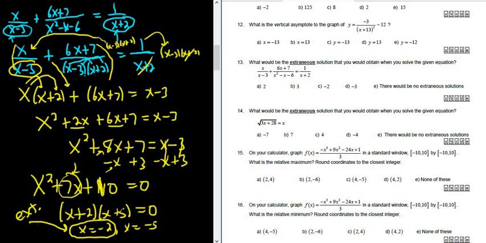The reason we know that is because you can't plug negative 2 in here, because you get 1 over negative 2 plus 2, so you get 1 over 0. So that's bad. We want the answer that doesn't check, and that's called the extraneous solution. I hope this made sense.